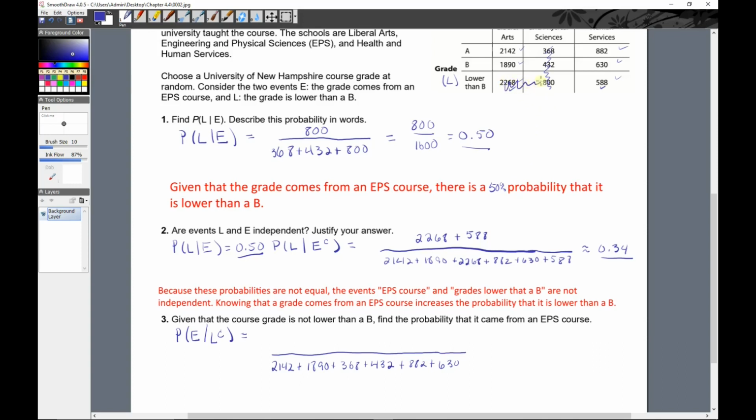We're not looking at this. We're just looking at these 6 up here. And the probability that it comes from an EPS course are those 2 here. So that would be 368 plus 432. All right, we just shrink all of that down. That'll end up being 800 out of 6,344, which is approximately 0.1261. So there it is.